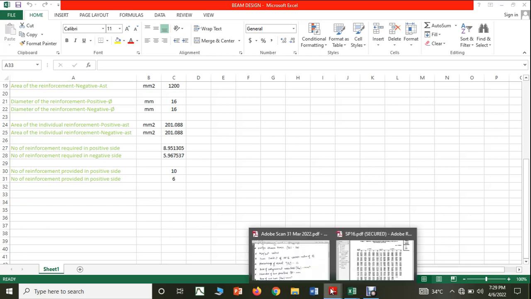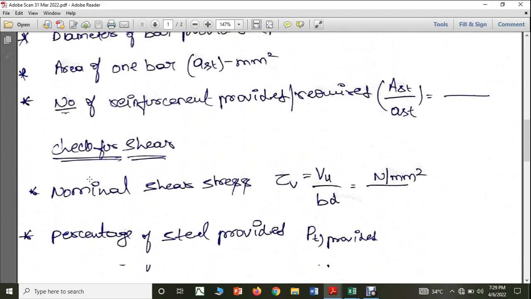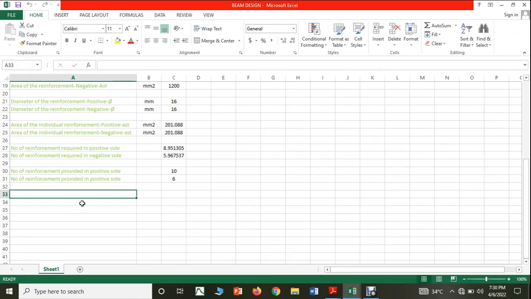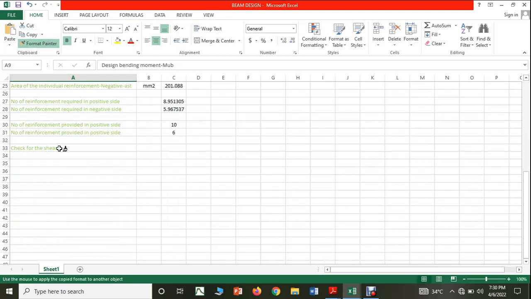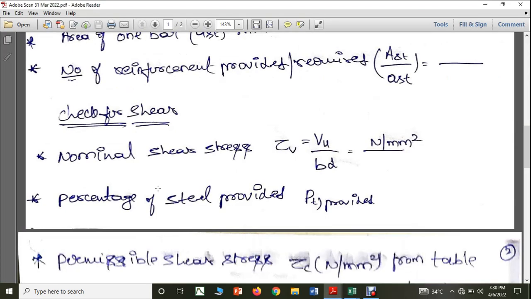Now once the tensile reinforcement is obtained, you have to go for the check for the shear. So let us develop the Excel sheet for the check for the shear. The first and foremost step is you are supposed to know the nominal shear stress. Before you know the nominal shear stress, you should know the nominal shear force.